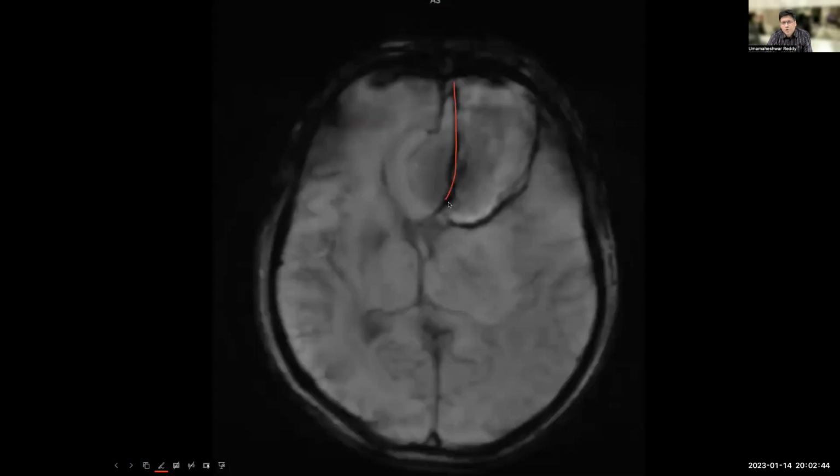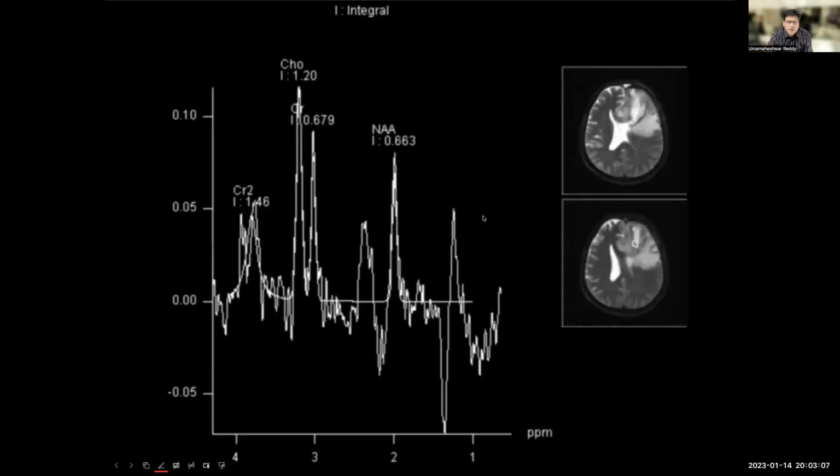Susceptibility weighted showing wall, showing some amount of blooming, and predominant part of the lesion is not showing any significant signal changes. So at this point, the differential diagnosis can range from any malignant neoplasm to any infection, fungal abscess, or brain pyogenic abscess, and anything. However, fingerprinting can happen with MR spectroscopy.